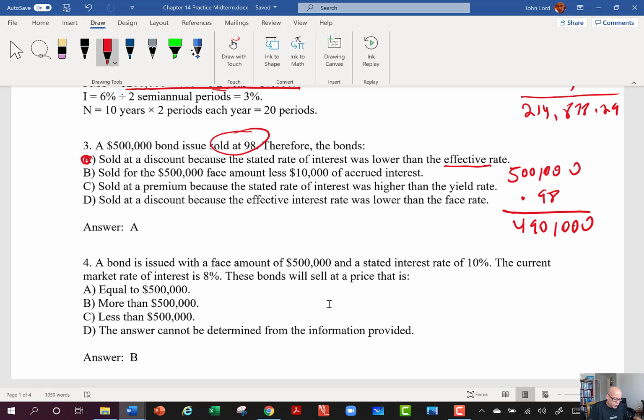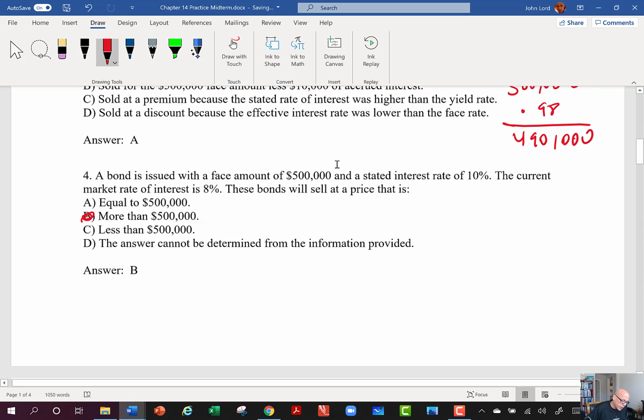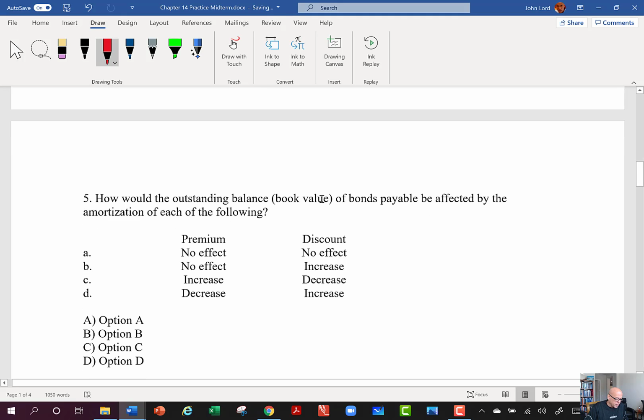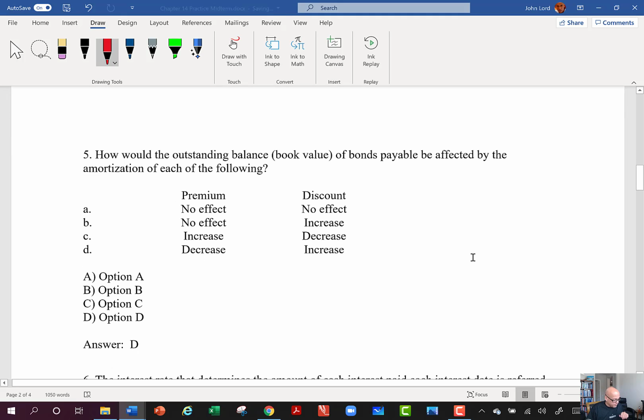Take a look at number 4, a bond issued with a face amount of 500,000. Stated coupon contract rate, synonymous terms, of 10%. The current market rate of interest is 8%. So what's happening? This stated rate is more than this market rate. So these bonds will sell for what? For more than the face, right? They'll sell at a premium. All right. So I will give you a couple of questions where I do expect you to understand how market versus stated rate impacts the selling price of the bond, more than face, less than face.